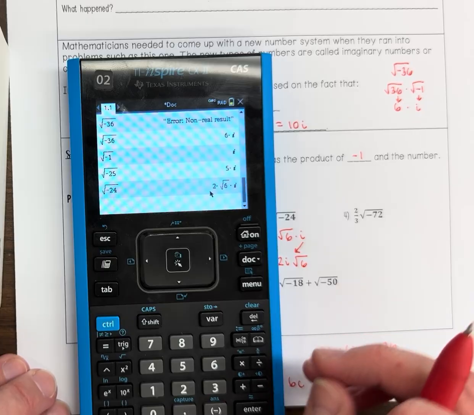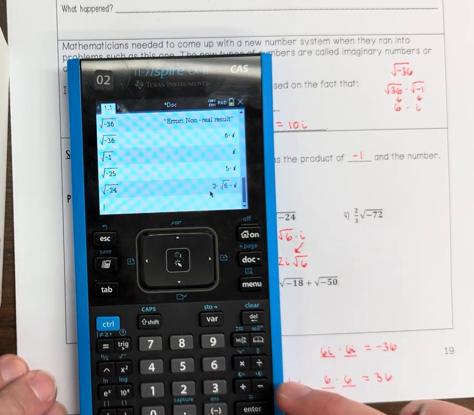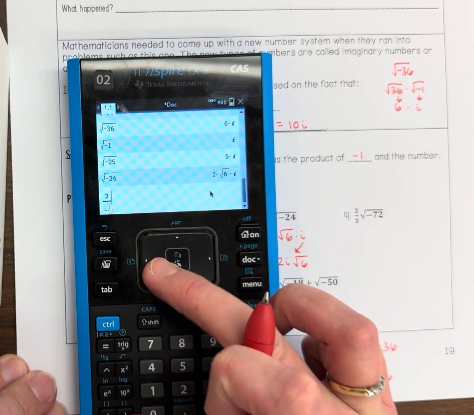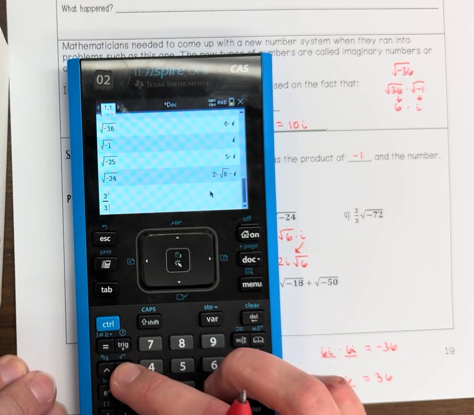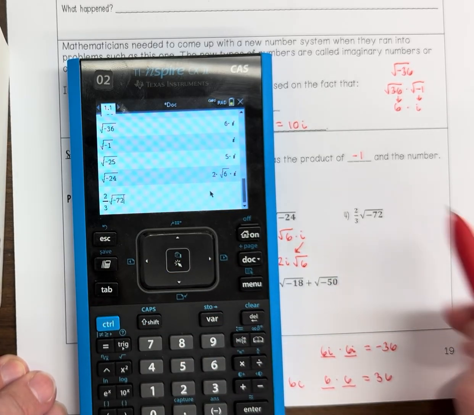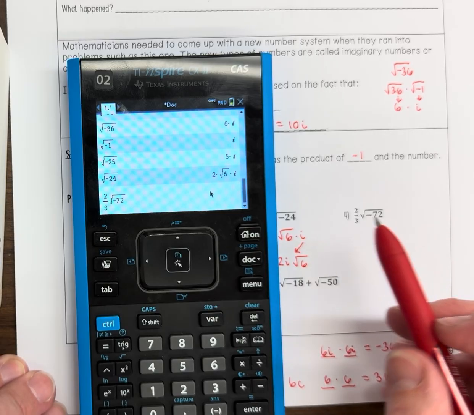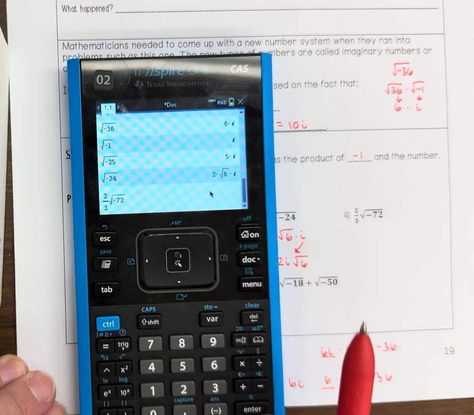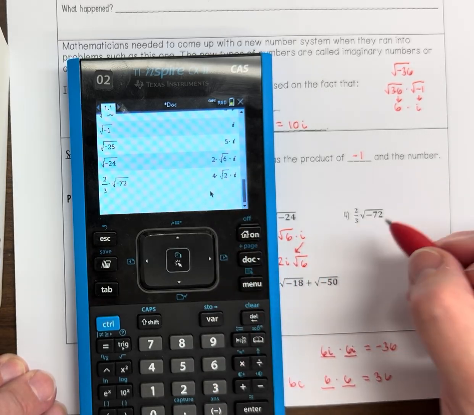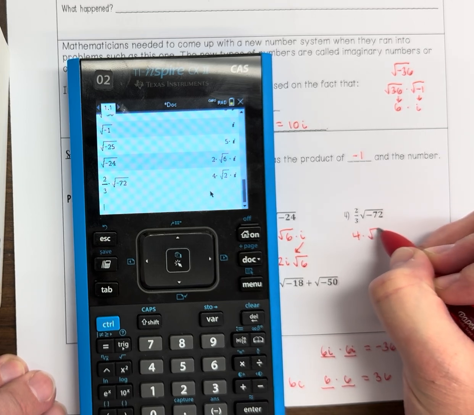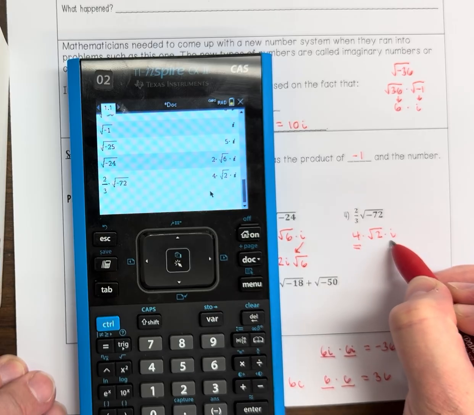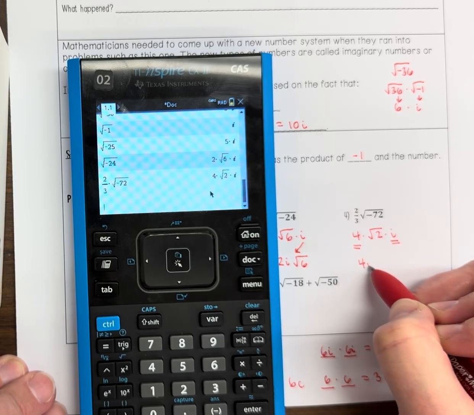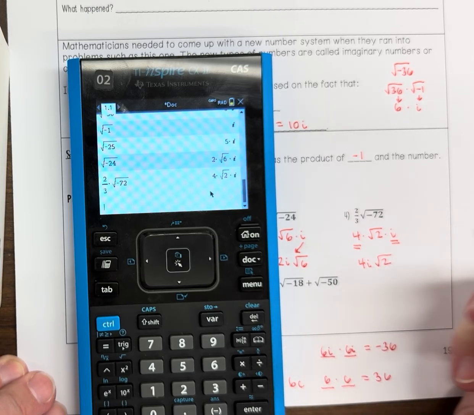The next one is a multiplication problem. So we're going to multiply 2/3, and then we're going to multiply it by the square root of negative 72. Now 72 is not a perfect square, so we're going to get some random answer like this. So we've got 4 times radical 2 times i. And again, I'm going to take the 4 and the i and put them out front, and then the radical 2 second.